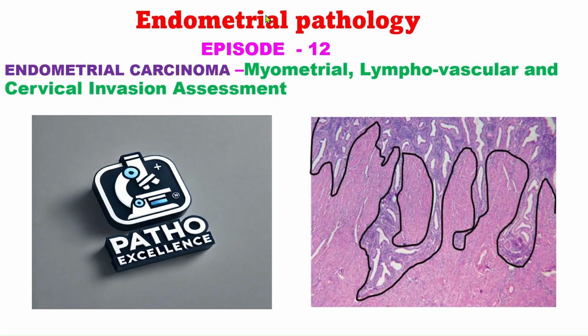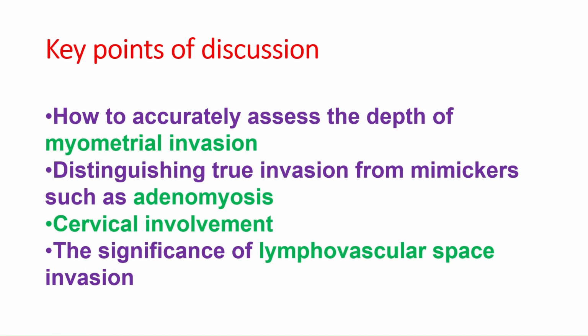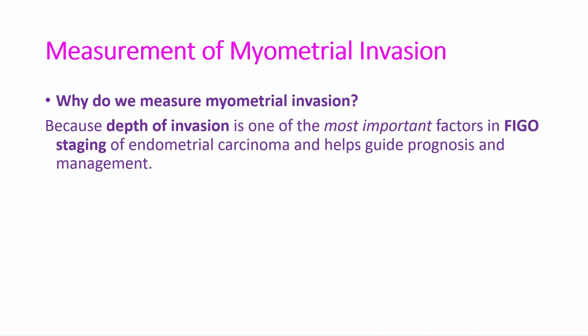In this endometrial pathology series, in episode 12, we are going to discuss the assessment of invasion. Understanding invasion is fundamental not only for accurate FIGO staging, but also for determining prognosis and guiding treatment decisions. So today, we are going to discuss different types of invasion. Key points are how to accurately assess the depth of myometrial invasion, distinguishing true invasion from mimickers such as adenomyosis, cervical involvement, and lymphovascular space invasion.